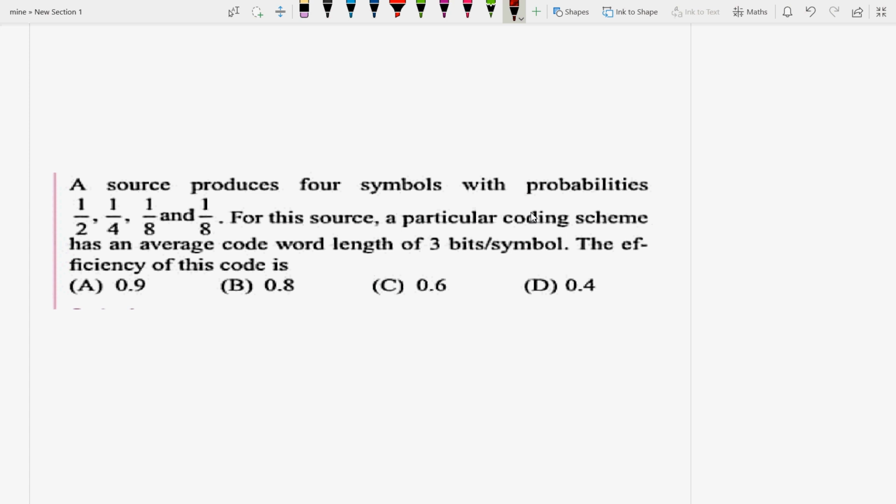Hello friends, I have brought communication questions related to information theory and coding. The first question: a source produces four symbols with probabilities p1, p2, p3 and p4. The values are given in the question, I'm not going to repeat them. For this source, a particular coding scheme has an average code word length of 3 bits per symbol.